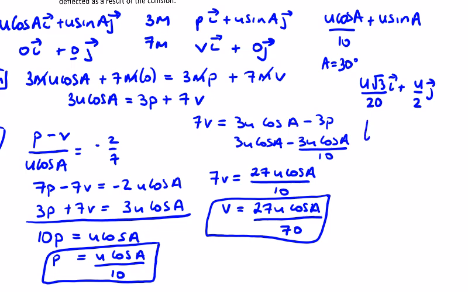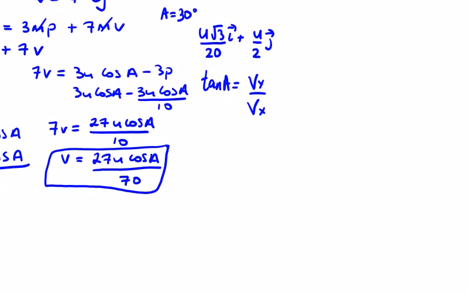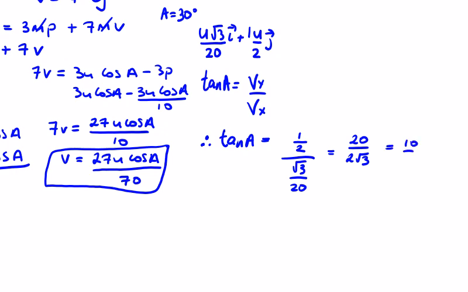The tan of A is going to be the velocity in the y or j direction over the velocity in the x direction. So therefore we get the inverse tan, or the tan of A, is equal to u/2. The u's will cancel, so it's 1/2 divided by root 3/20, which is equal to 20 over 2 root 3, which is equal to 10 over root 3. So we get the inverse tan of 10 over root 3.